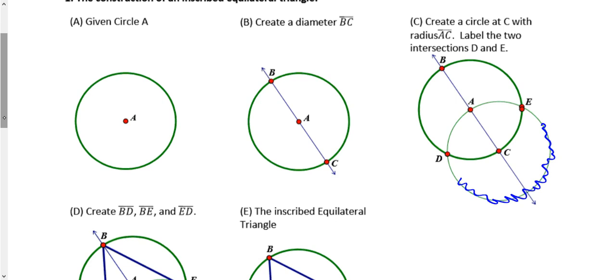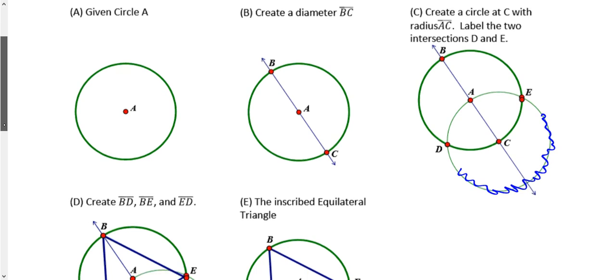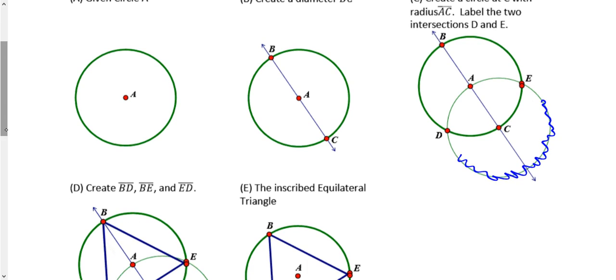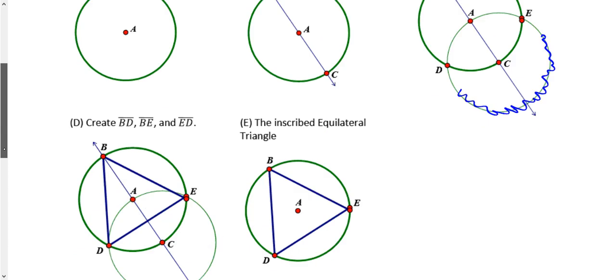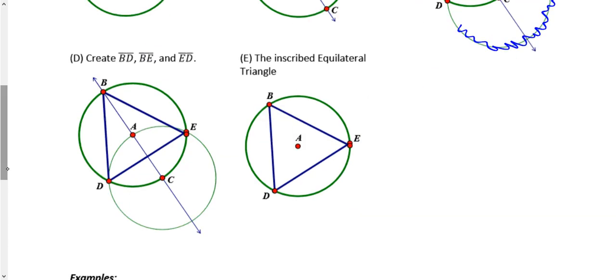You forgot the diameter. You can't do it. You've got to have the diameter first. You need this point here where the diameter hits to do this accurately. So you've got to have the diameter first. Okay, so once I have that arc there, all I do is connect the dots with my straight edge.